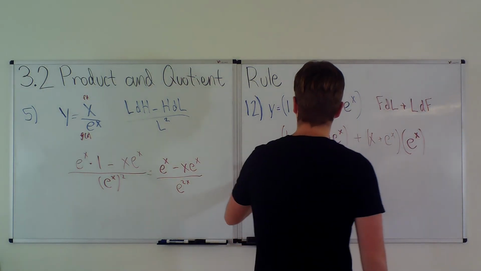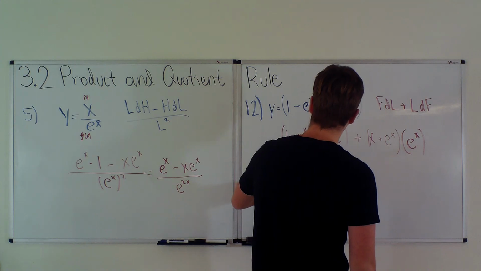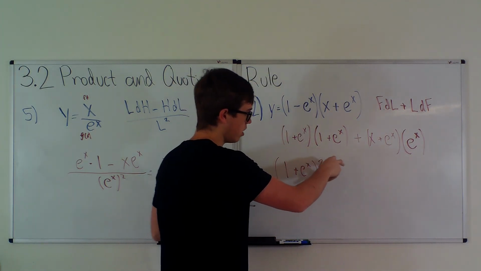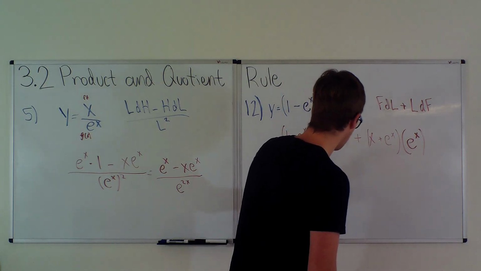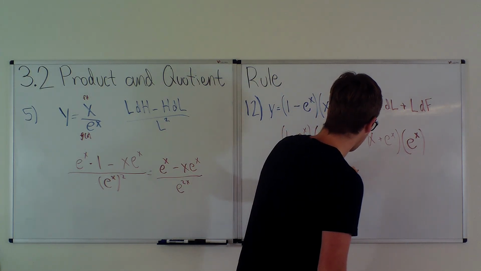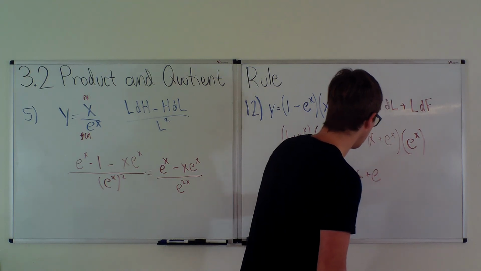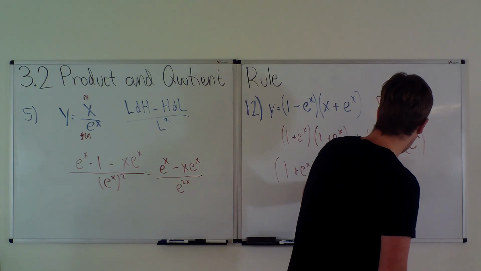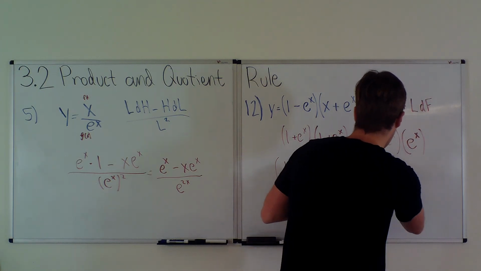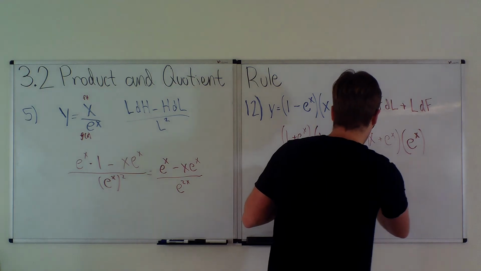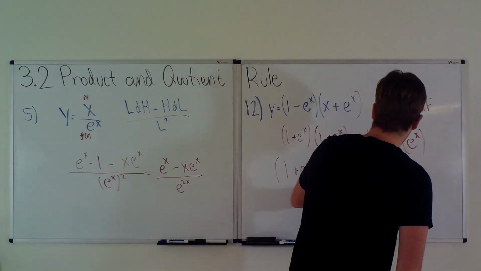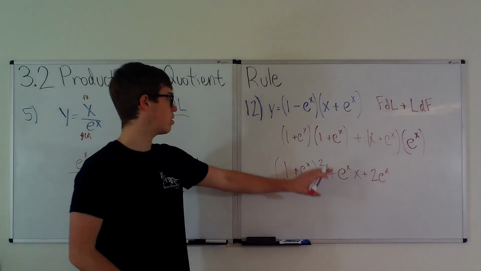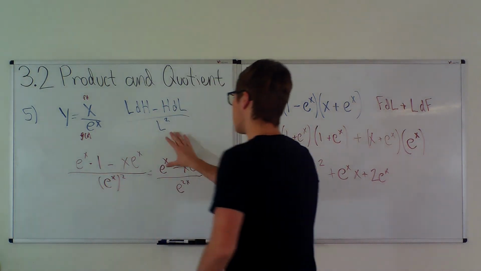So our final answer is 1 minus e to the x, times 1 plus e to the x, plus x plus e to the x, times negative e to the x. That is how to do the product rule and quotient rule.